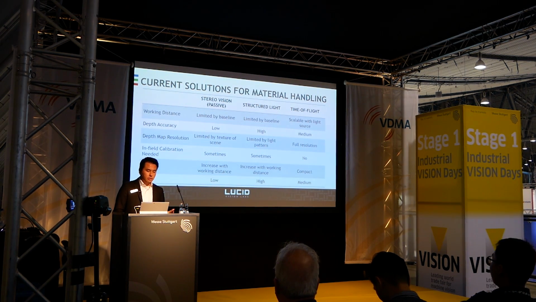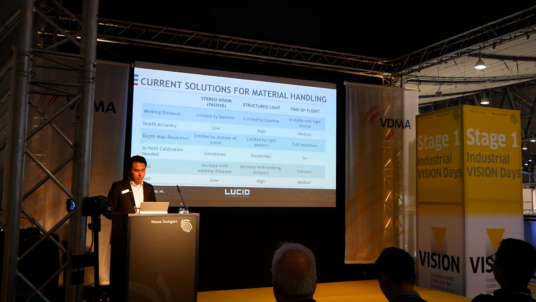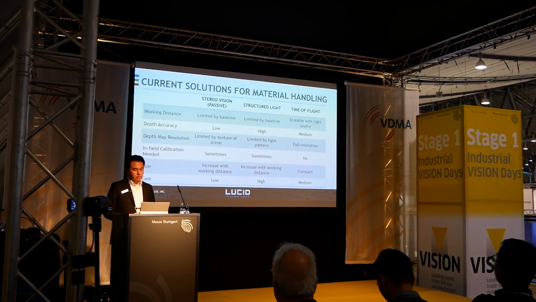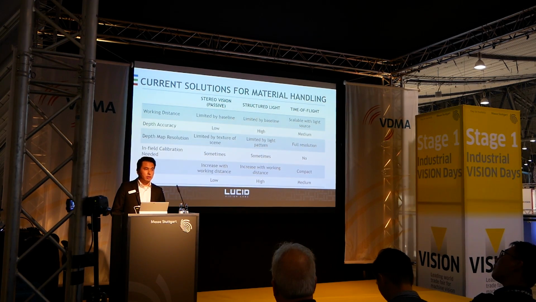Some technologies like stereo vision and structured light require in-field calibration, whereas time of flight doesn't. And size is similar to working distance. As your working distance increases, the baseline has to increase for stereo vision and structured light, so the size of your camera increases, while time of flight can maintain a very compact size. In terms of cost, stereo vision has been around for much longer, so it's typically lower cost, whereas structured light requires highly calibrated components, so the cost is typically much higher, whereas time of flight fits somewhere in the middle.